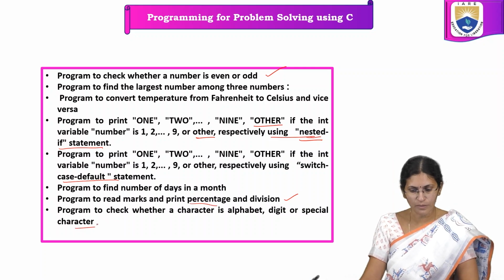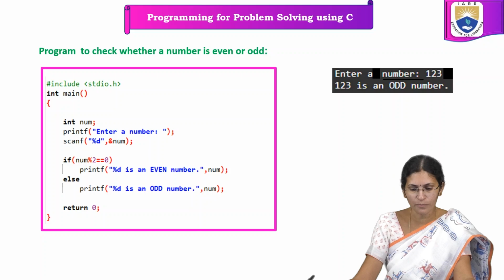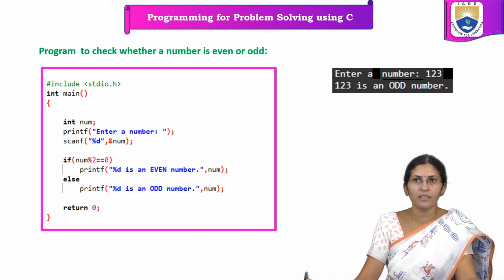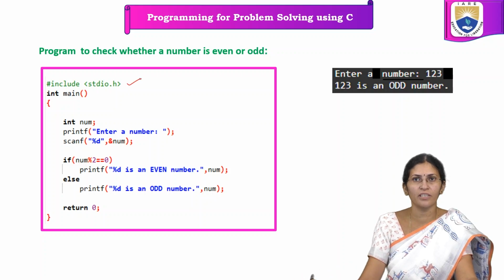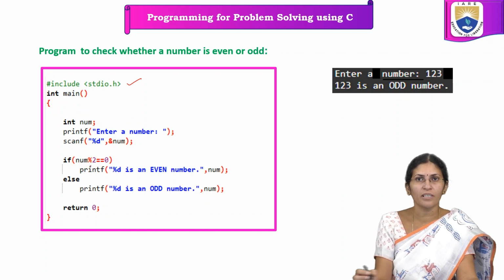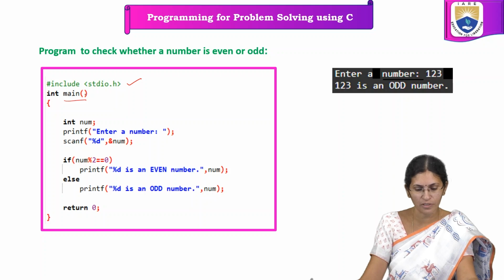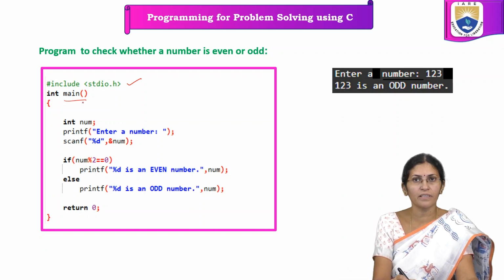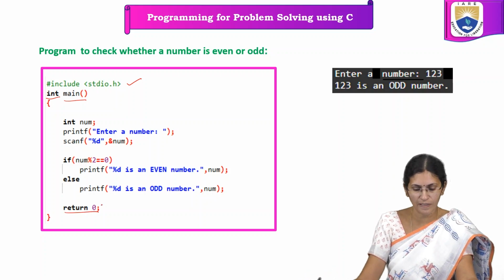So, first we will see them one by one. First program is to check whether the given number is even or odd. In order to check that, first we need to include the stdio.h header file. Then we have whatever statements we need to execute. The program execution starts from the main function, which we have written here. The return type of this is integer, therefore at the end we need to return an integer value.